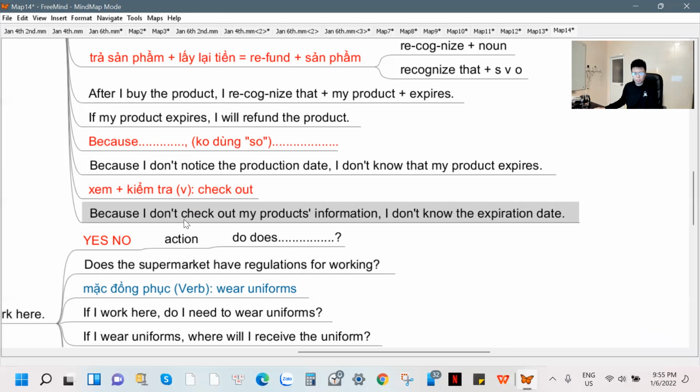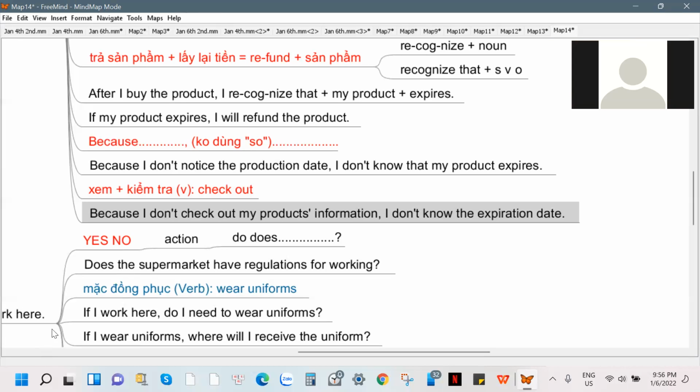Because I don't check out my product's information, I don't know the expiration date. Yes, because I don't check out my product's information, I don't know the expiration date.